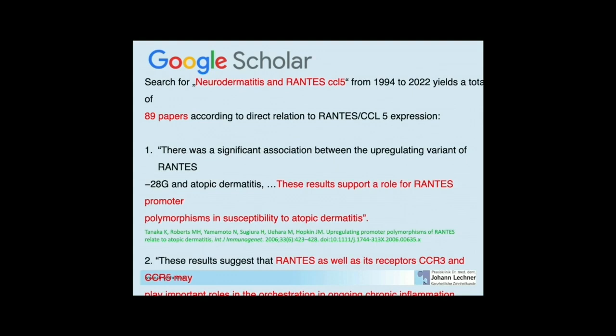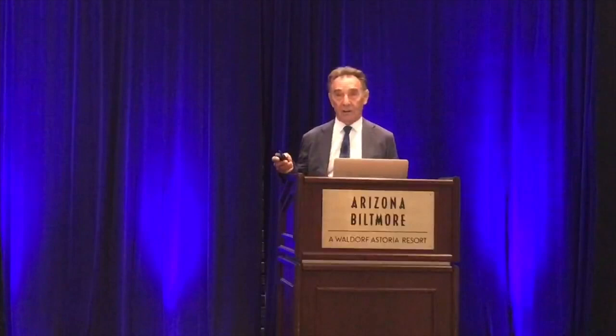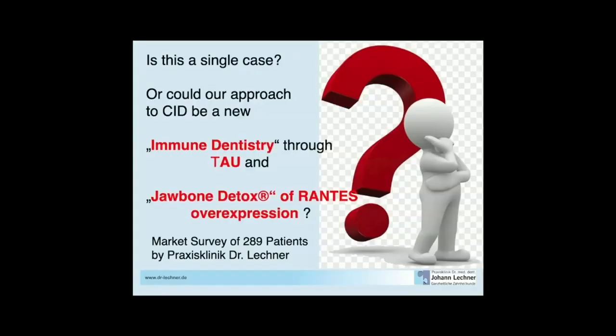So what we did is measuring bone density with a scientifically proven method. And we are connecting the patient's immune disease with this scientifically proven local RANTES overexpression. This is not quackery, and this is not a mystic vision I'm presenting you here. Question: is this a single case, or could our approach be a new immune dentistry through tau ultrasonography, in combination with jawbone detox of these RANTES overexpressions?